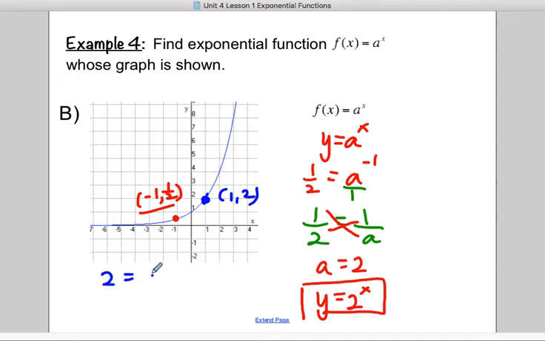Y would be 2. X would be 1. So I would get the same answer. Okay, so there's example 4.